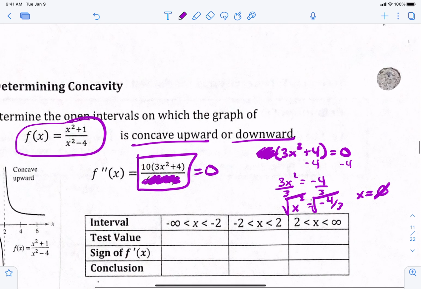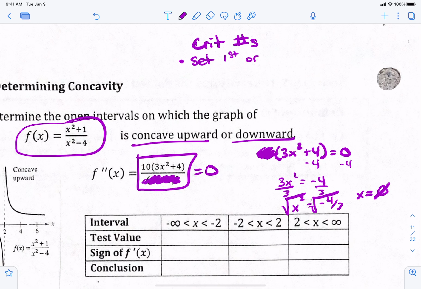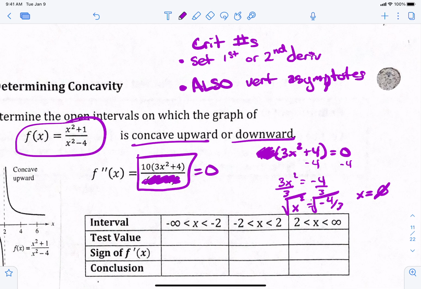Except, as we talked about before, we find critical numbers by setting the first or second derivative equal to 0, depending on what you're trying to find. If we're doing increasing, decreasing, it's the first derivative; concavity, it's the second derivative. But also where you have vertical asymptotes. And how do you find the vertical asymptotes? Set the denominator equal to 0, because we don't want to have those domain errors in there.